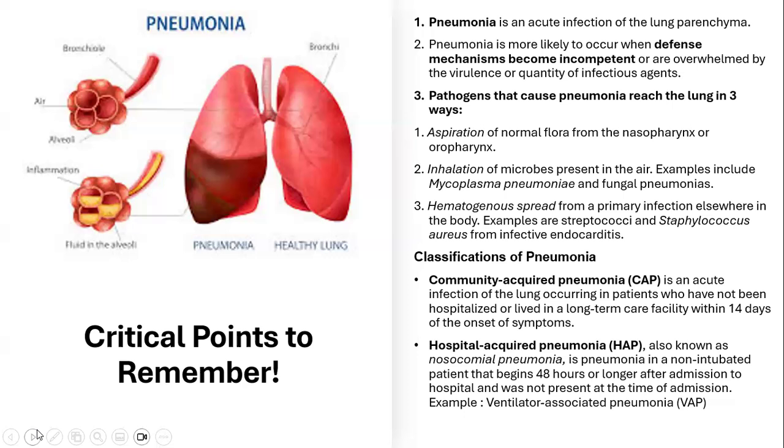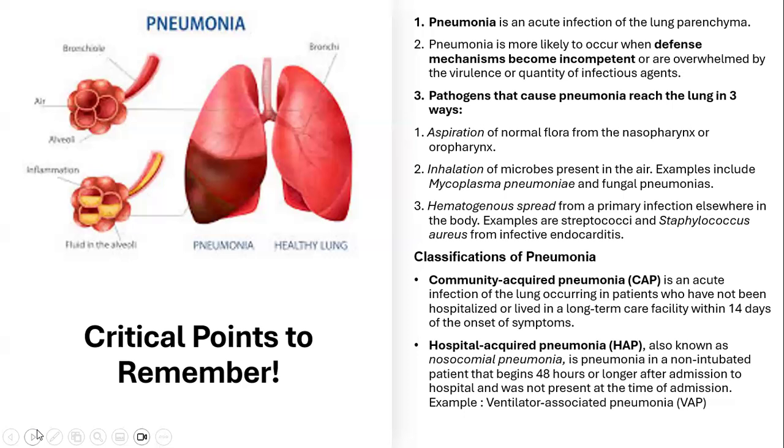There are two main classifications for pneumonia. The first one is community-acquired pneumonia, or CAP, an acute infection of the lung occurring in patients who have not been hospitalized or lived in a long-term care facility within 14 days of the onset of the symptoms.